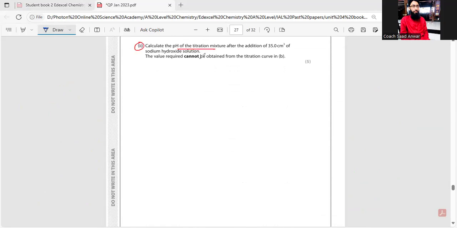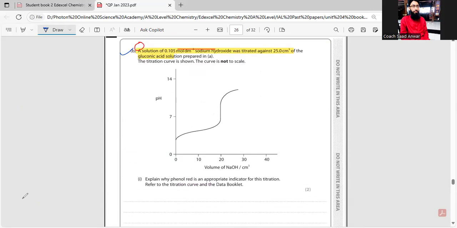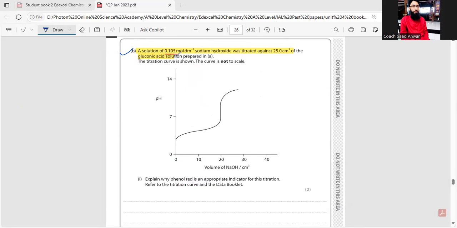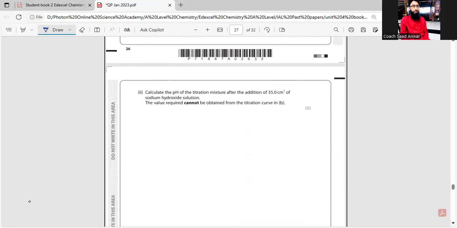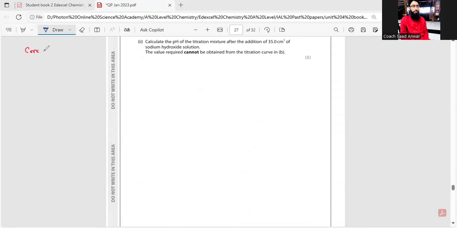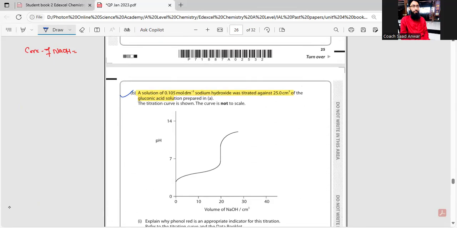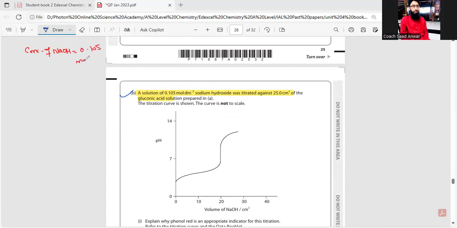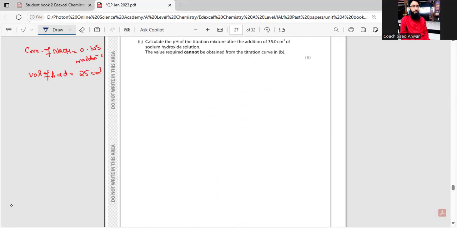Calculate the pH of the titration mixture after the addition of 35 cm cube of sodium hydroxide solution. A bit of data is provided to us in the previous part, we cannot skip that. I am going to skip this curve, but you can see a solution of 0.105 moles per dm cube sodium hydroxide was titrated against 25 cm cube of gluconic acid. So I can note down what they have given me here. Concentration of alkali is 0.105 moles per dm cube, and the volume of acid, gluconic acid, given in this part is 25 cm cube. Now let's play with this part.